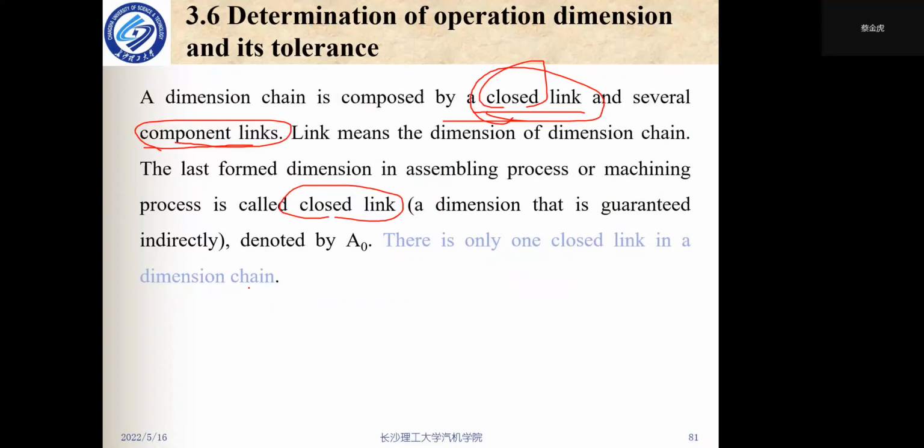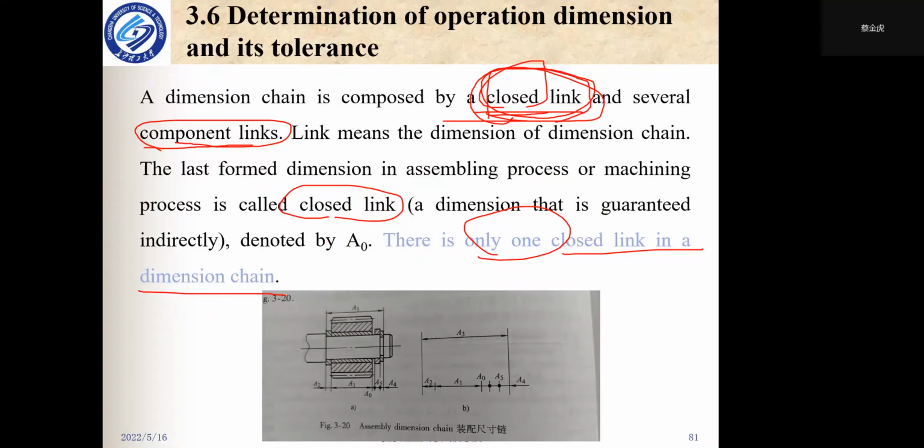And the dimensions can be composed of closed link. And one student has asked, what is closed link? Usually it is inconvenient for measuring. And there are several component links. There is only one closed link in your dimension chain. If we have the closed link, all the other links are component links.